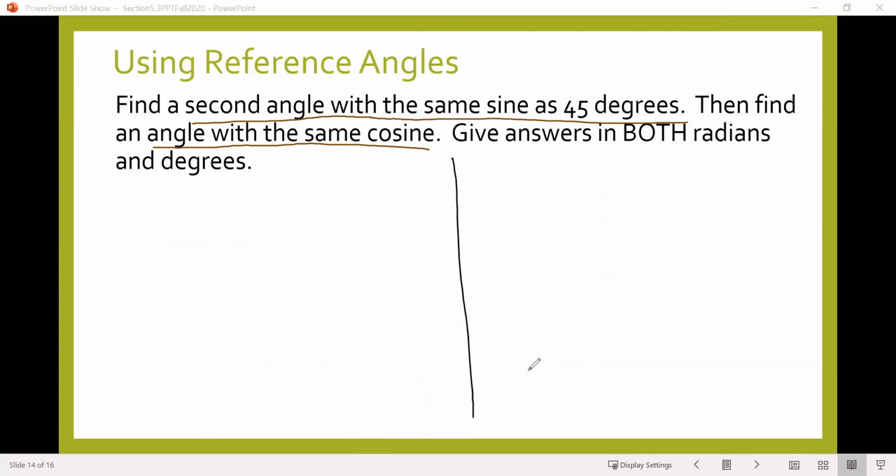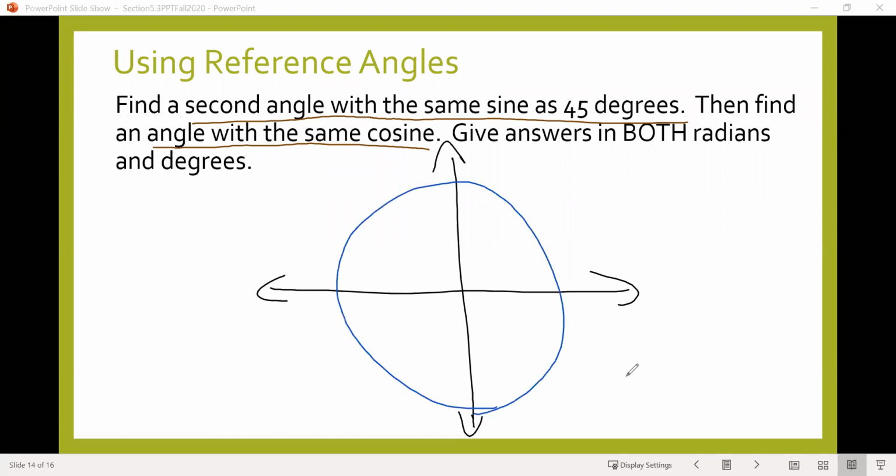So again, go to our picture here. Draw in our circle. And we're starting now with 45 degrees. So we know that that's going to be here in the first quadrant. So that's 45 degrees, which also, if we practice our radians, that's pi over 4 radians. And again, we know that the cosine and sine of those are both positive root 2 over 2.